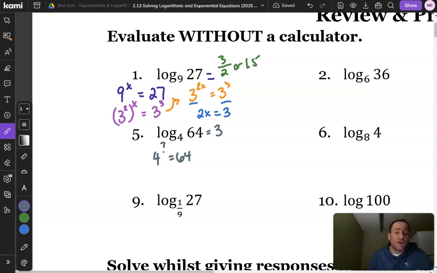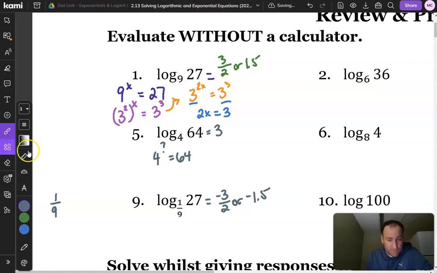Now, for number 9, knowing what we know from number 1, 1/9, which is the reciprocal of the base that we had in number 1, means we are taking that, raising it to a power, and getting that. Well, that's very similar to number 1, and as you know, when we do the reciprocal dealing with exponents, that means we have to have some sort of a negative exponent here. So that's got to be negative 3 halves or negative 1.5.